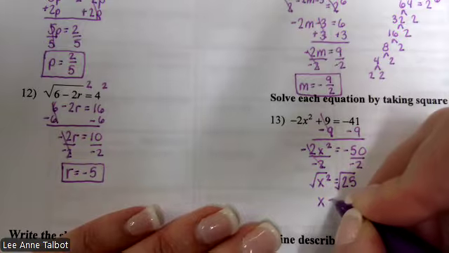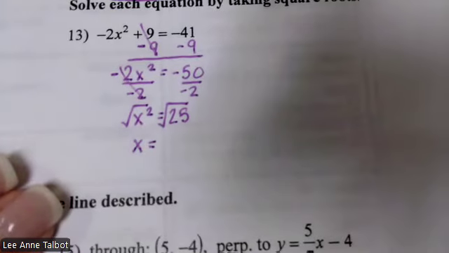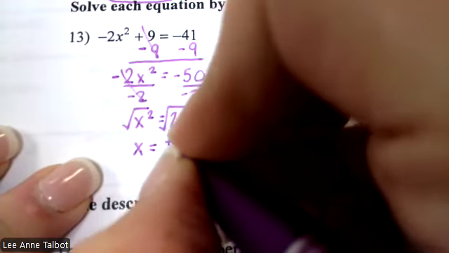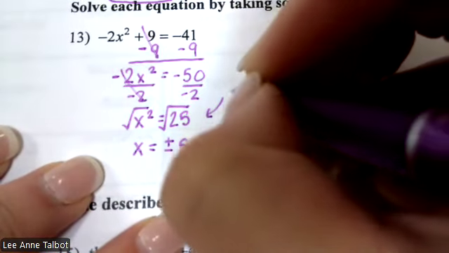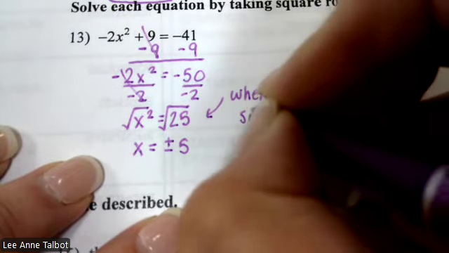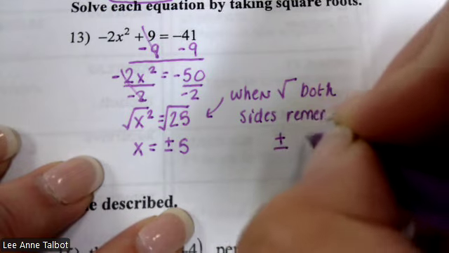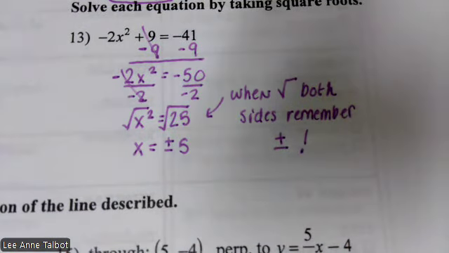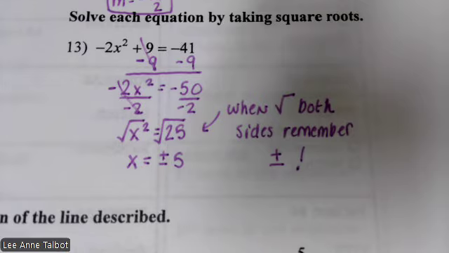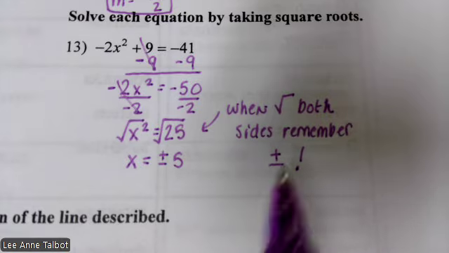However, there are actually two answers. Yes, plus or minus, beautiful. So make yourself a note. It says when square rooting both sides, it's my little symbols. Remember plus or minus.